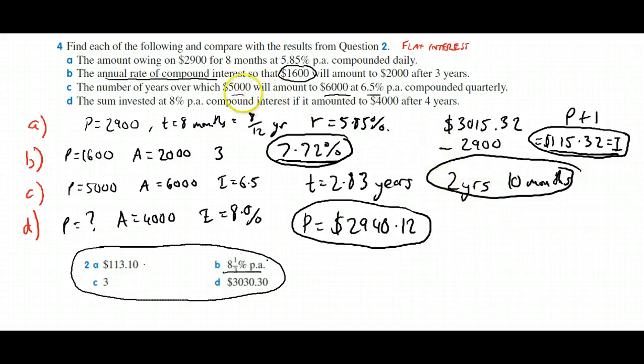In part C, the number of years it took to turn $5,000 into $6,000 was less when we compounded compared to when we did flat interest. It took 2 months less to get to the same point using compound interest. And finally, we only needed to invest $2,940 using compound interest, whereas for flat interest, we needed to invest a bit more, about $100 more, in order to get to this amount after 4 years. So in every case, it demonstrates that compound interest is quicker, generates more money, however you like to put it. It's better than flat interest.